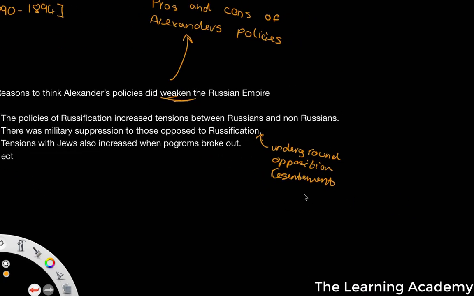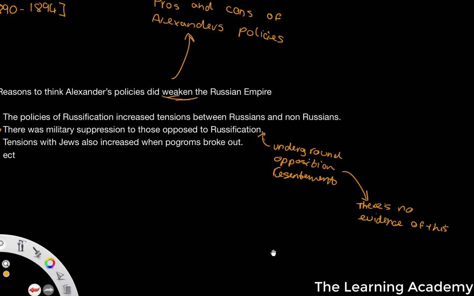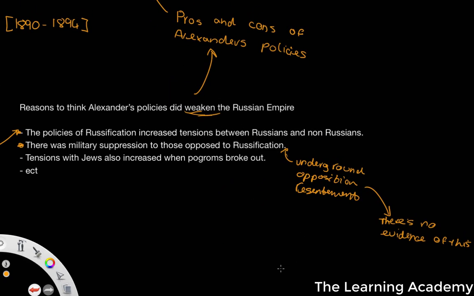However, like I said, again, you can argue against that and say there wasn't actually any opposition. It says this military suppression probably caused underground opposition, but there's no evidence of this. No evidence of this, which does imply that the military suppression, although technically bad, worked. It actually did work in suppressing those who opposed Russification.